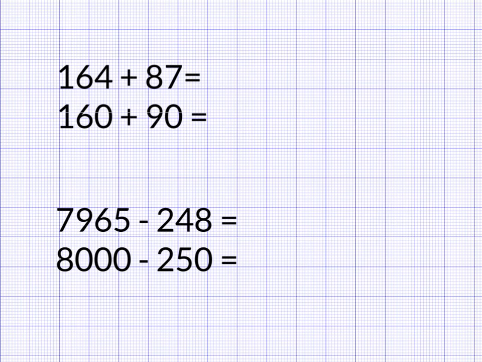So here again, we're going to use our rounding to help us estimate. We've got 164 plus 87. So we're going to round that to 160 add 90, which is going to give us 250.